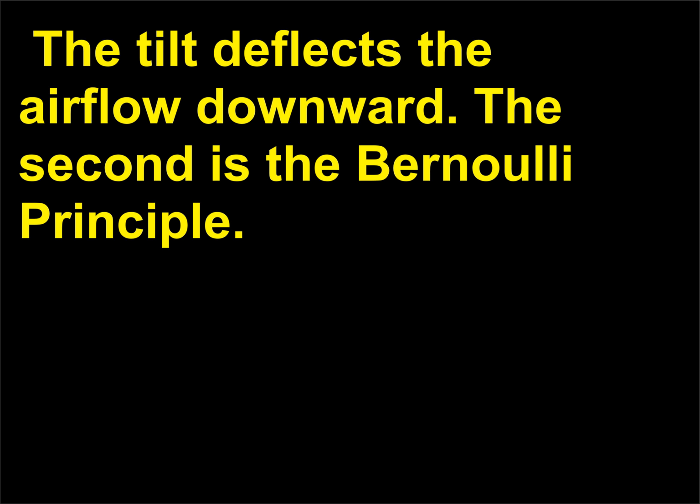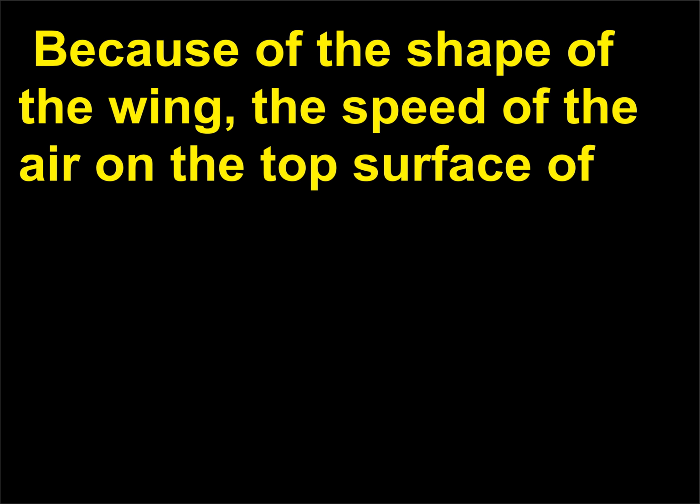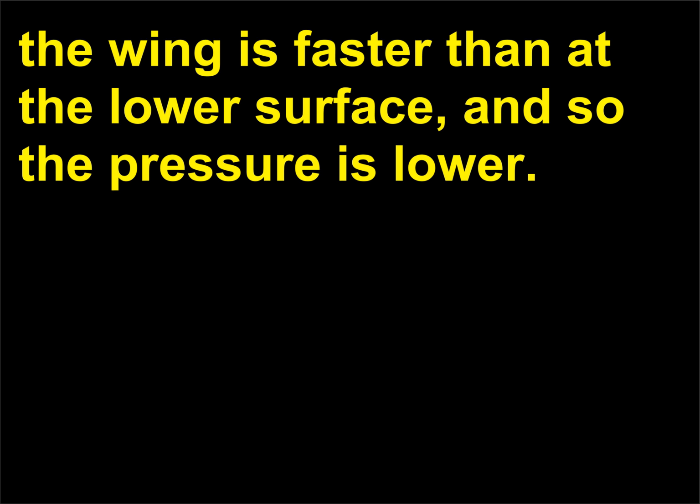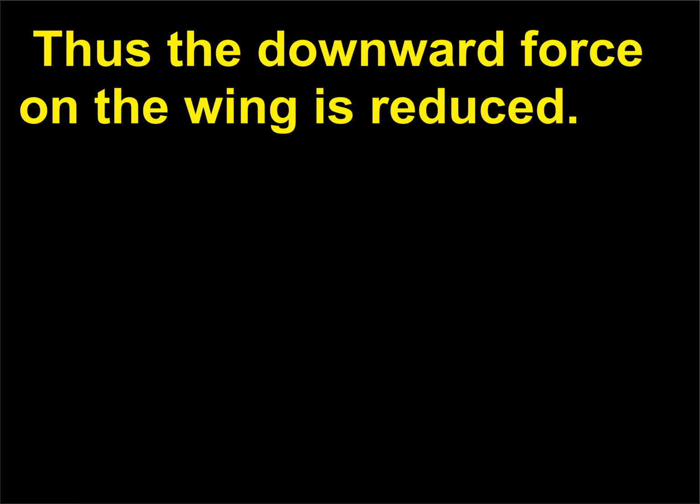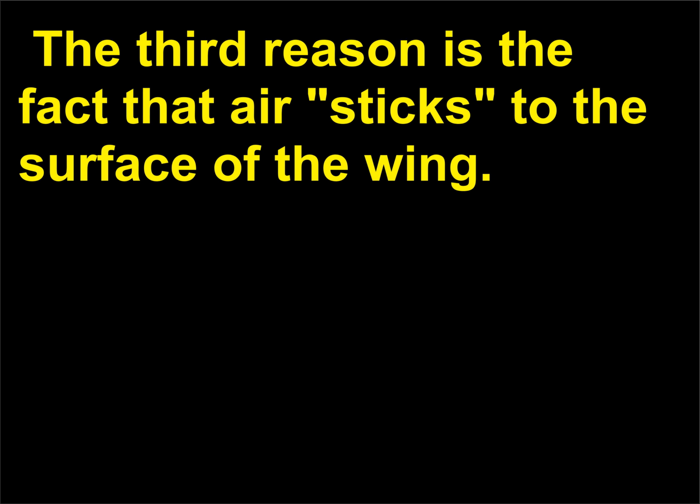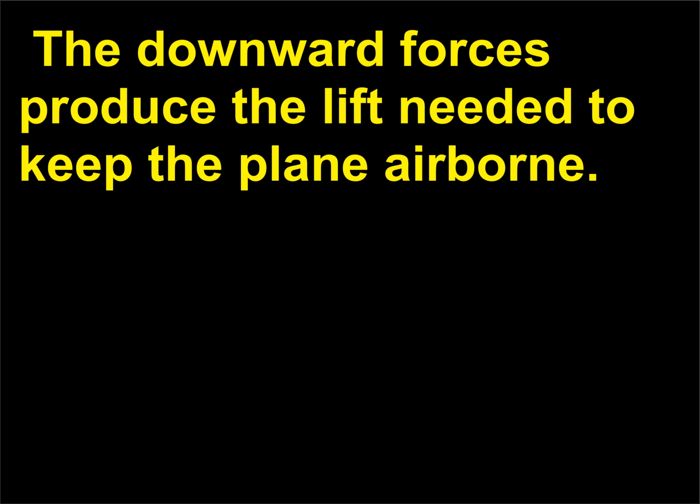The second is the Bernoulli principle. Because of the shape of the wing, the speed of the air on the top surface of the wing is faster than at the lower surface, and so the pressure is lower. Thus the downward force on the wing is reduced. The third reason is the fact that air sticks to the surface of the wing. The air coming off the upper surface is moving downward. This exerts an additional downward force on the air. The downward forces produce the lift needed to keep the plane airborne.